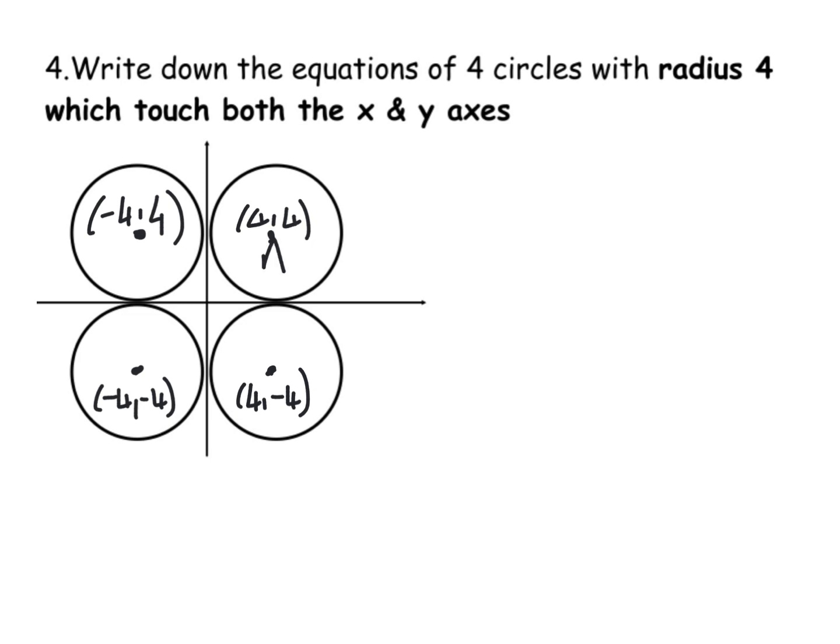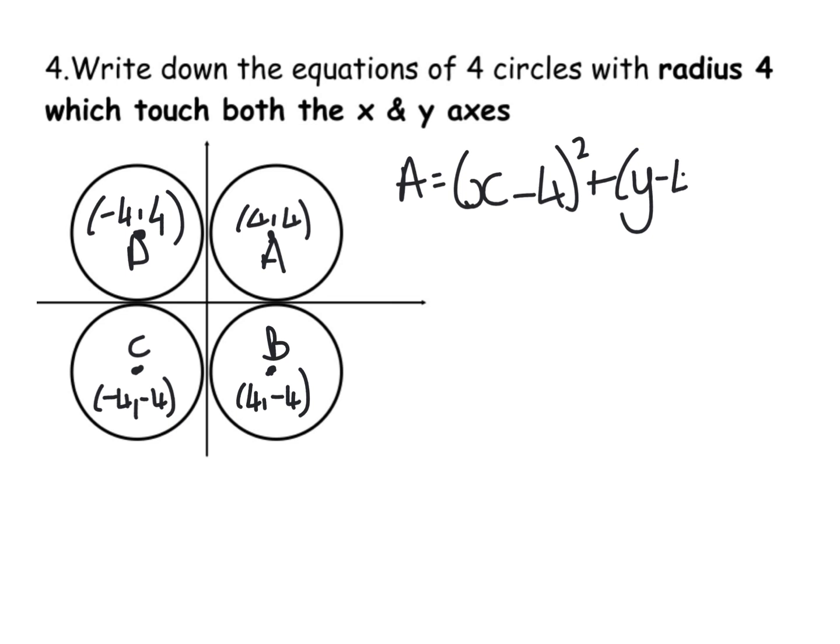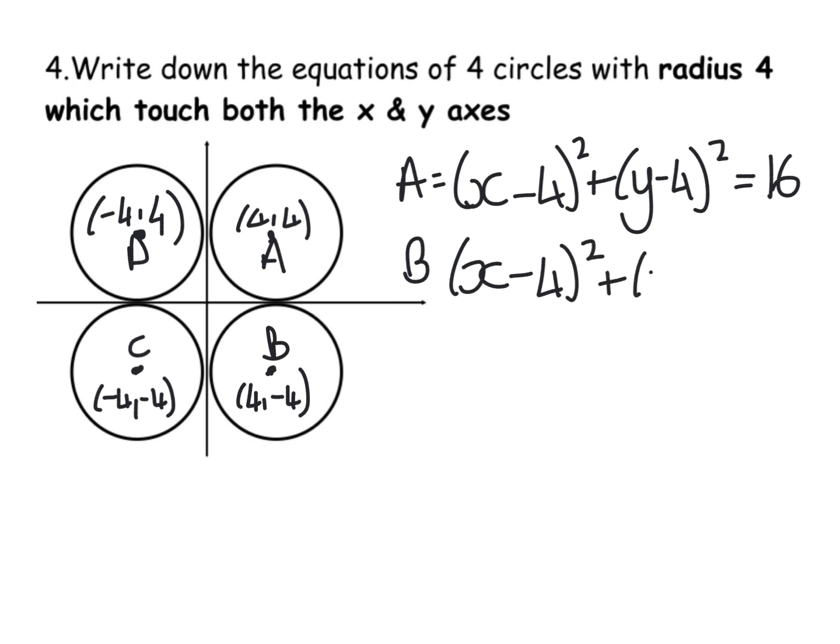So if I was to label them and call this A, B, C, D, circle A would simply be x, remember, it's the opposites that go in the bracket, so minus 4, and then y minus 4 again. And that would give me 4 squared, which is 16. B, the one below it, is still x minus 4, but this one has gone down 4. So this would become y plus 4 in the bracket. Still equals 16.